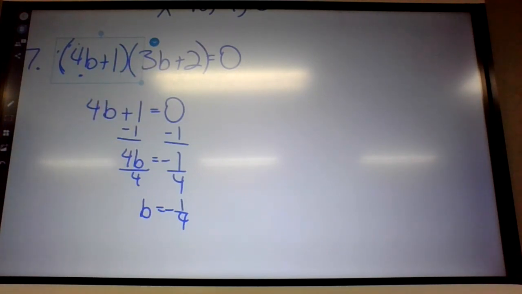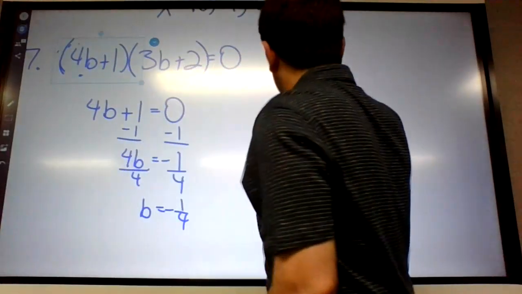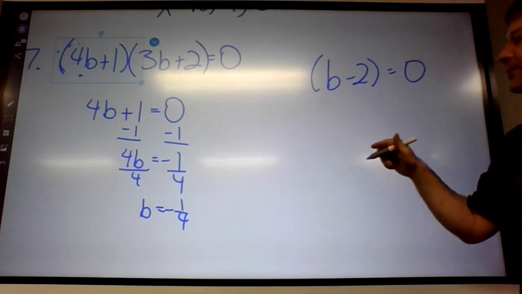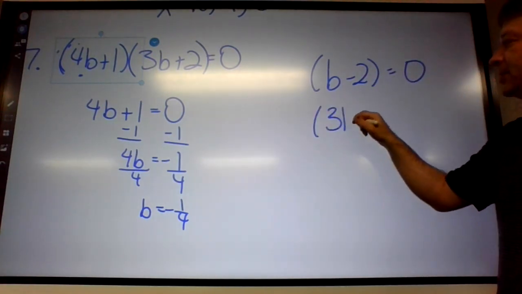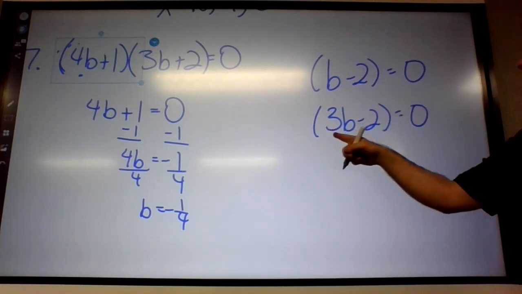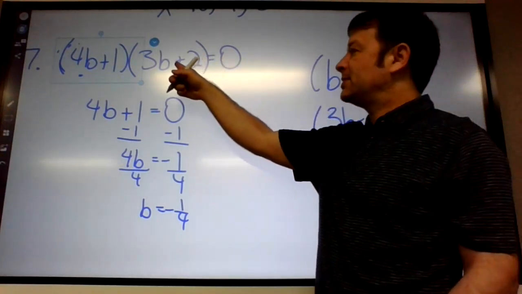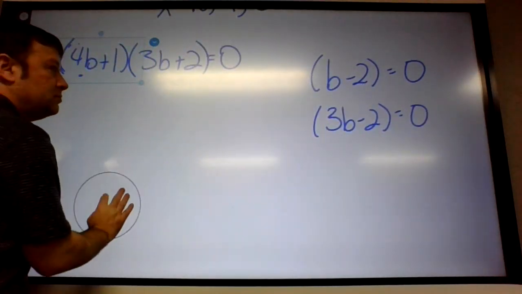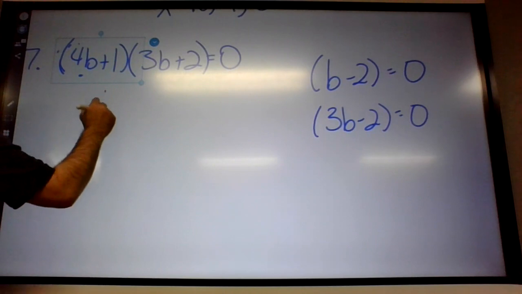If it was like a negative 1, would it be like positive 1? Right. So just like if you had b minus 2, the answer would be 2, right? So if it was 3b minus 2, the answer would be 2/3. So in this case, it's negative 2/3 and negative 1/4.